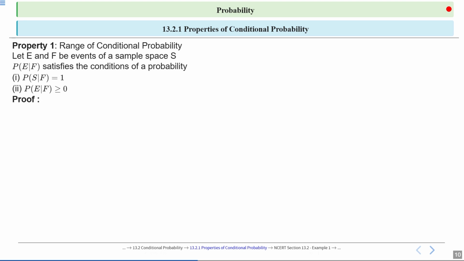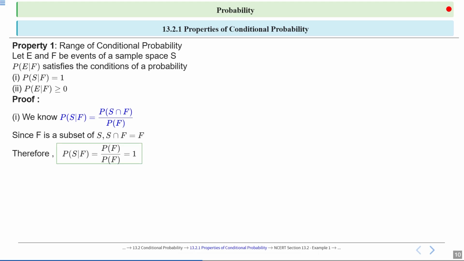Let's see the proof. We know that probability of S upon F is equal to probability of S intersection F upon probability of F. Since F is a subset of S, we can say that S intersection F is basically equal to F. Therefore, probability of S upon F is basically probability of F upon probability of F, which is equal to 1. Second, probability of E upon F is basically probability of E intersection F upon probability of F.